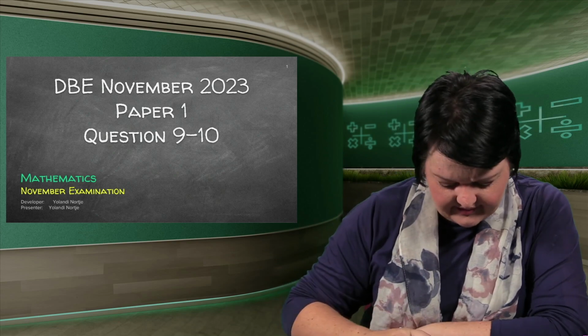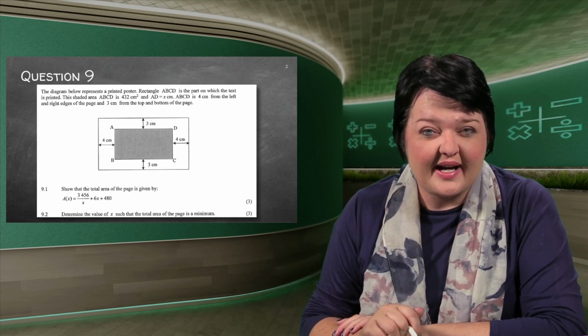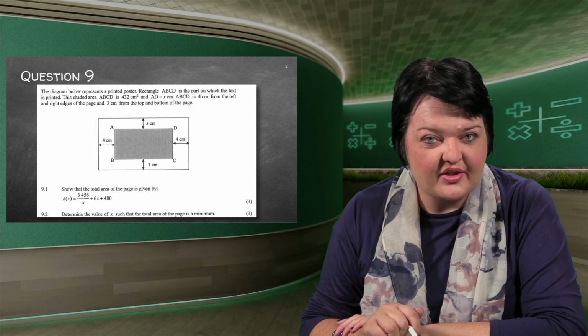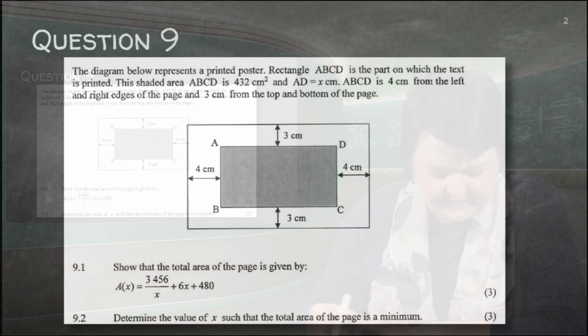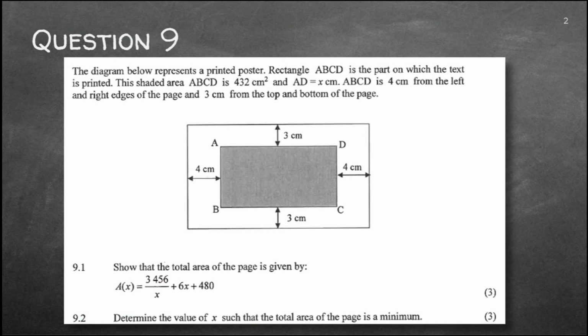Let's get started. So typically, question 9, we expect the practical applications of differentiation. So let's look at the question. The diagram below represents a printed poster. Rectangle ABCD is the part on which the text is printed. So it's the section in between, in the middle.